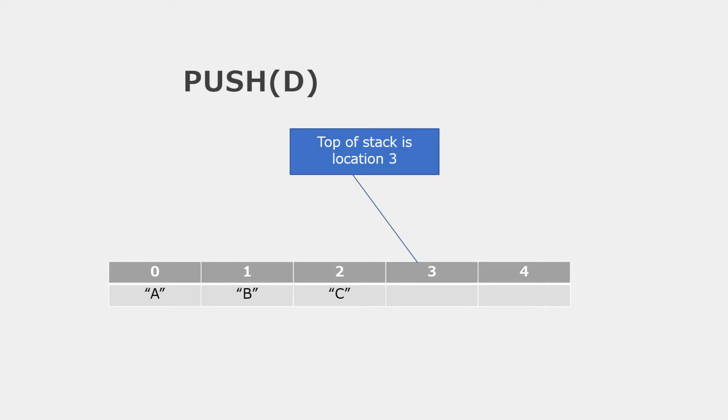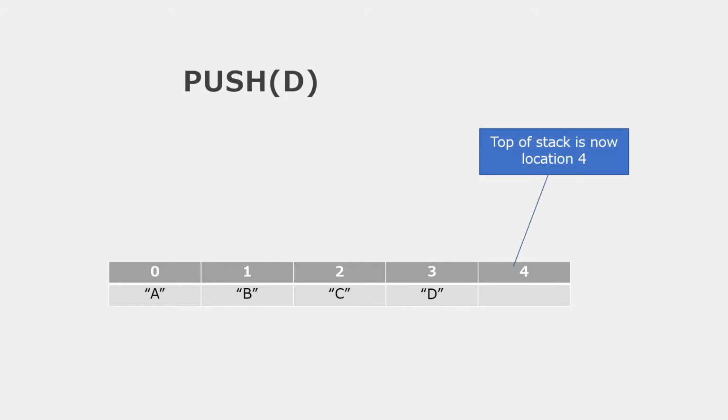First of all, we're going to write the code to push. So for example, if we push D to the stack, the top of the stack is location 3. So we put D into location 3, the location of the top, and then the top moves up by 1 and is now pointing at location 4. So we're going to write that code.